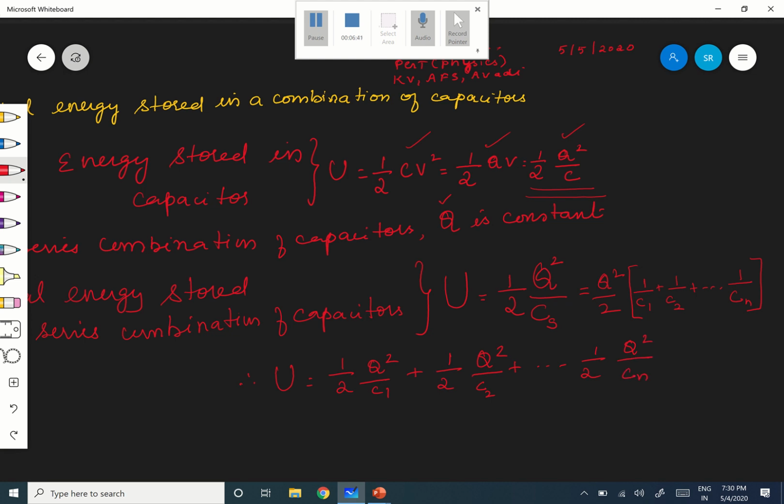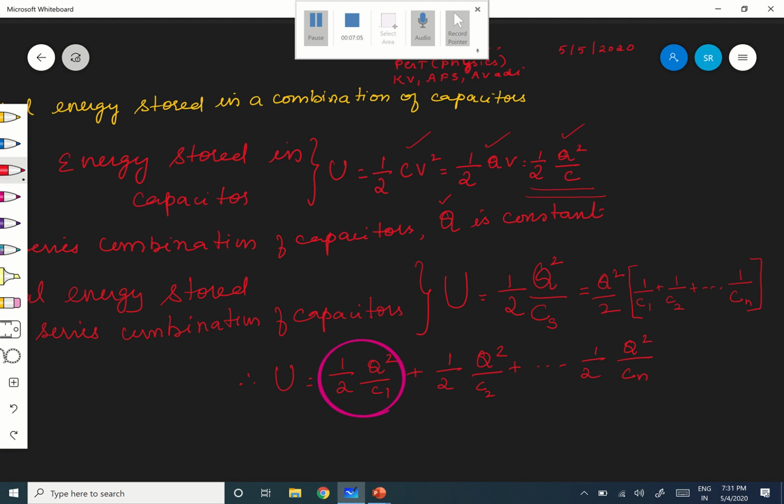Okay, what is that? Here, what is half Q squared by C1? It is the energy stored in the first capacitor, that is having capacitance C1. Half Q squared by C2 is the energy stored in the second capacitor. Correct? Therefore, very simple now.